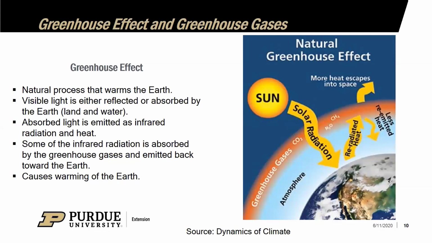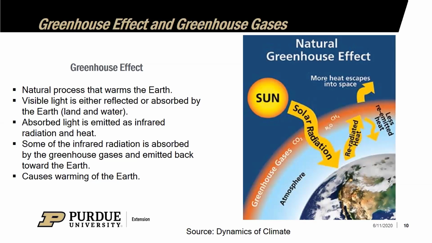But most, not all, of the visible light passes through the greenhouse gases in the atmosphere. You can see that on the chart here, the graphic. You see the solar radiation coming into the Earth, and it's either reflected or absorbed by the Earth, either land or water. And the absorbed light is emitted as infrared radiation and heat. Some of that infrared radiation gets trapped and absorbed by the greenhouse gases and emitted back toward the Earth, and that actually contributes to the warming of the Earth.